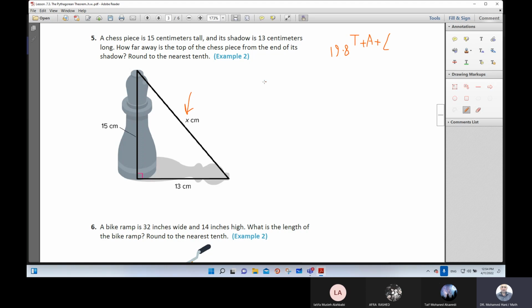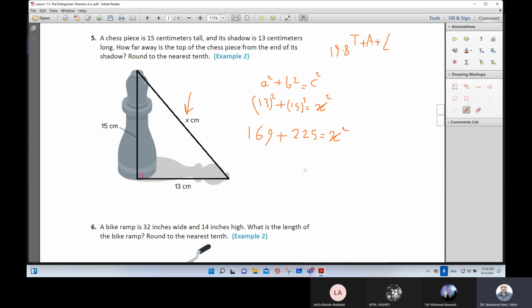Check with me, please. Start from the rule. A squared plus b squared equals c squared. This is a, 13. So 13 squared plus this is b, 15 squared equals the missing value x, so x squared. So 13 squared means 13 times 13 will be 169, plus 15 times 15 will be 225, equals x squared.